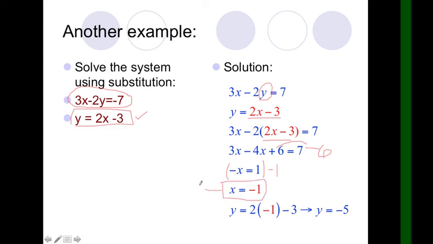Using negative 1, let us solve using this equation. That is 2 times negative 1 minus 3. 2 times negative 1 is negative 2, minus 3 is negative 5. So y is equal to negative 5. Therefore, the solution, I mean the coordinates of the point, is negative 1 and negative 5.